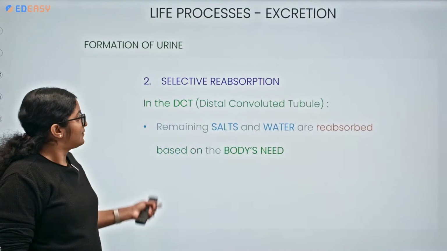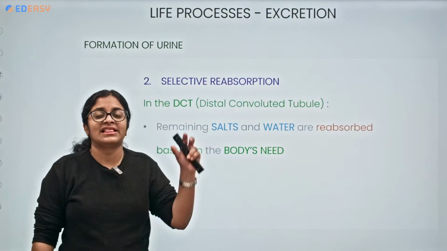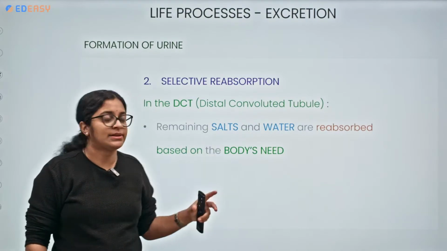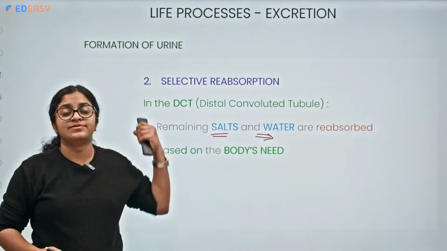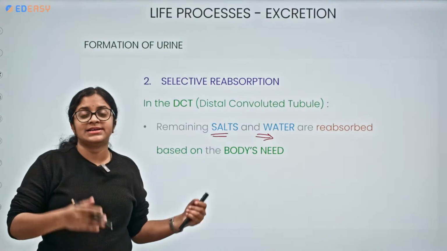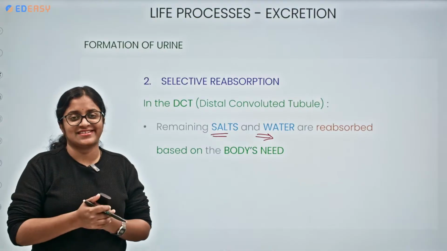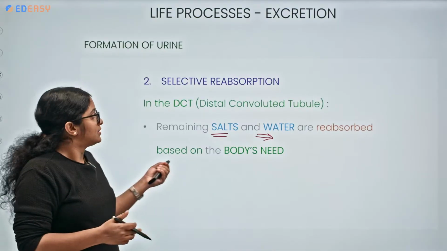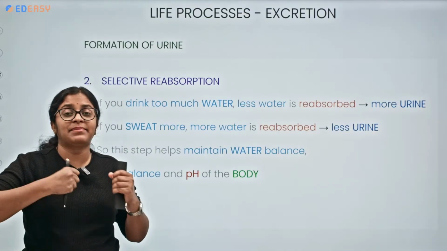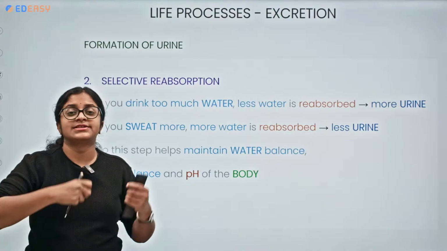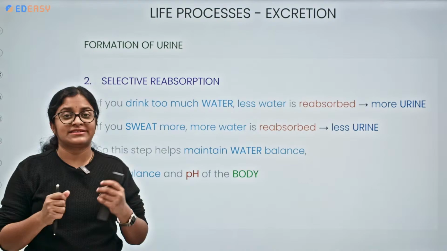Yes. Now we could see in the DCT, what is happening in the DCT? In the distal convoluted tubule, the remaining salts and water are getting reabsorbed. There is a reabsorption of the salt and water based upon the body's requirement. Okay, so this is what is happening so far in the selective reabsorption process, there is a reabsorption of some of the useful substances like glucose, amino acids, some salts and water specifically.